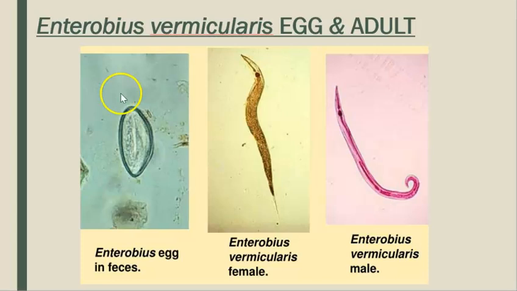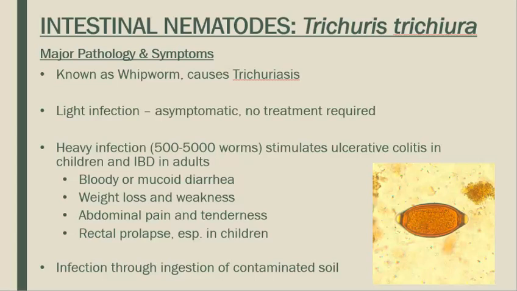So here's a good view of what the egg looks like versus the female worm versus the male worm. The female worm is usually quite a bit larger, and she's going to have that uterus inside her because she's going to be egg carrying. The male's going to be a little bit smaller, plus he's going to have that little curled up or spiral tail on the end, and that supposedly helps him hold on during copulation.